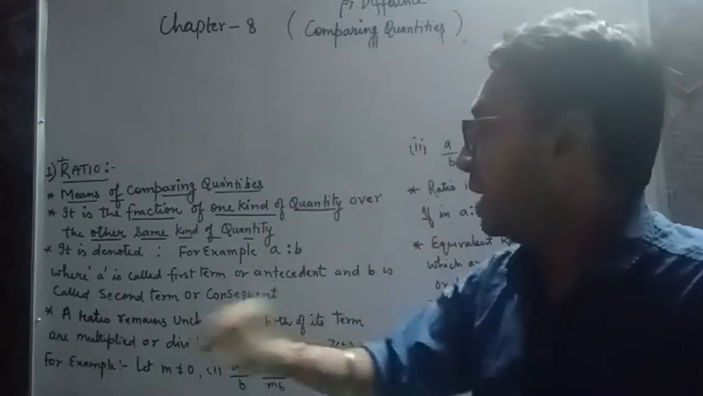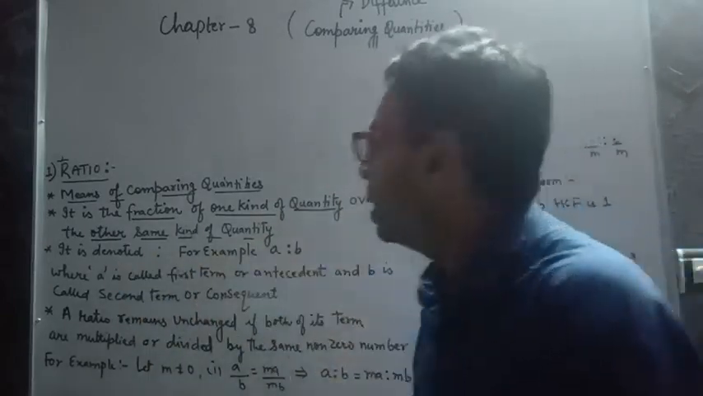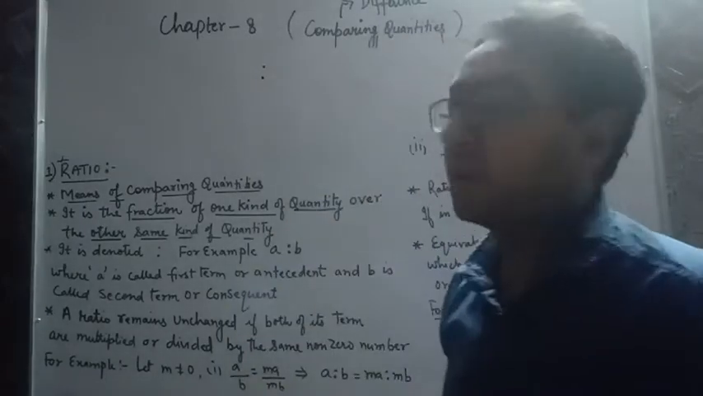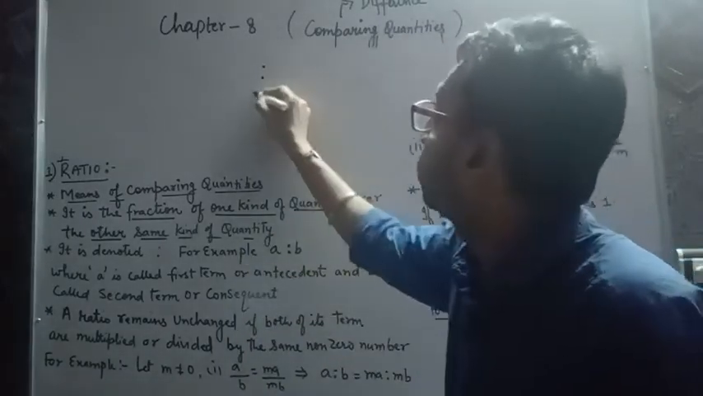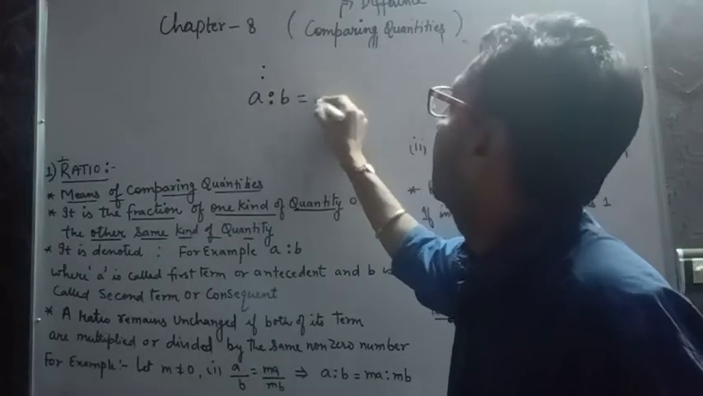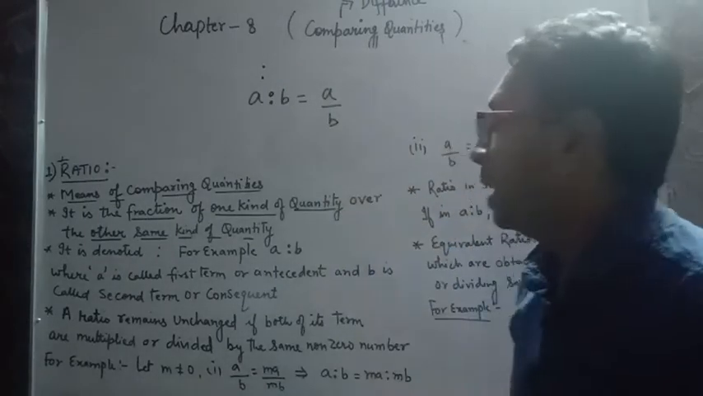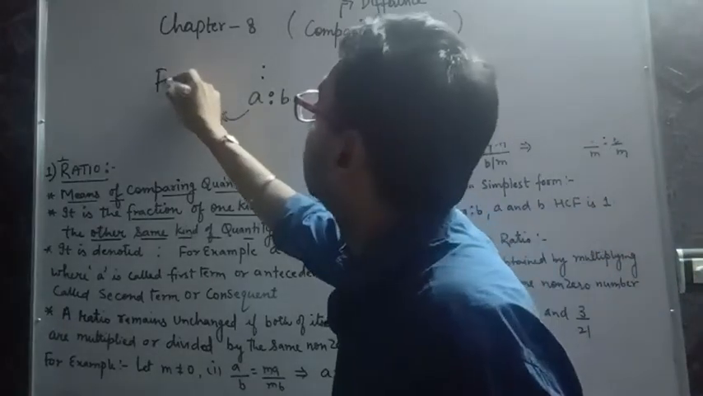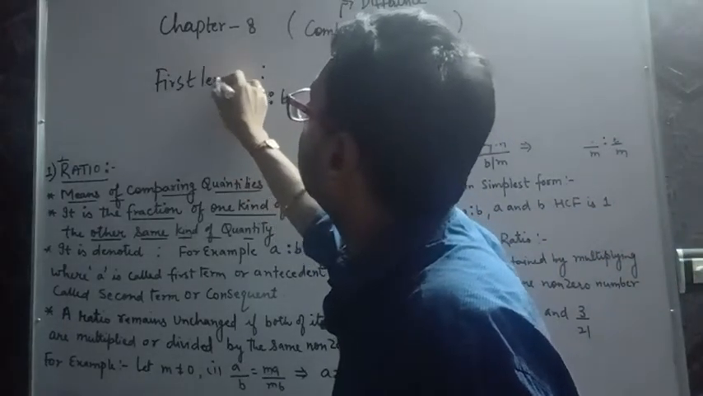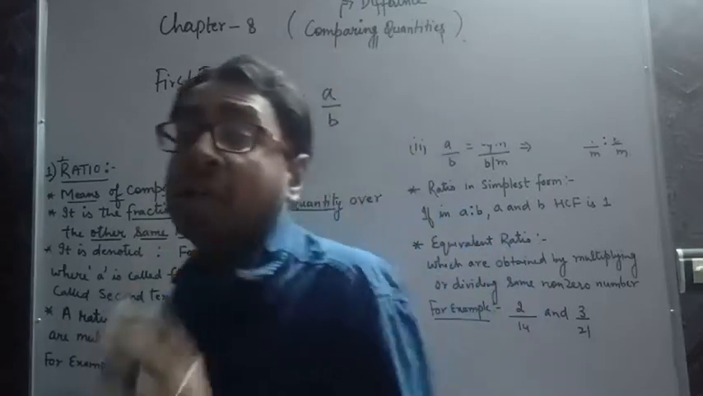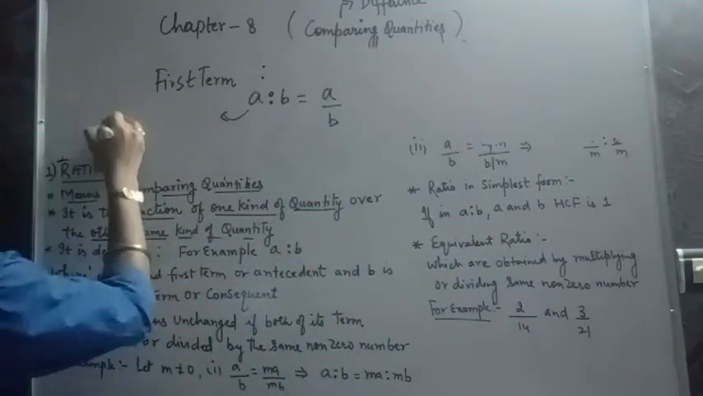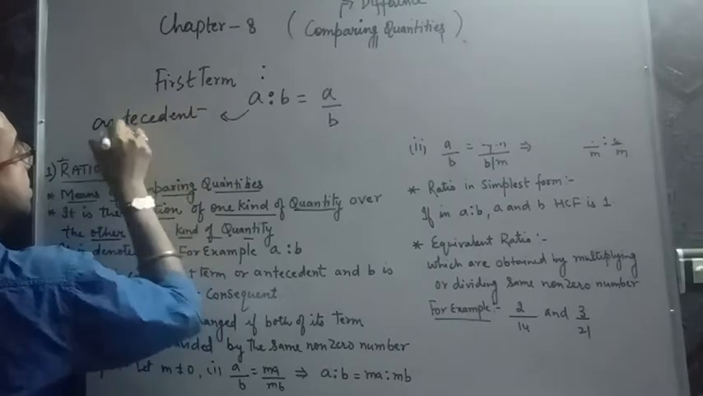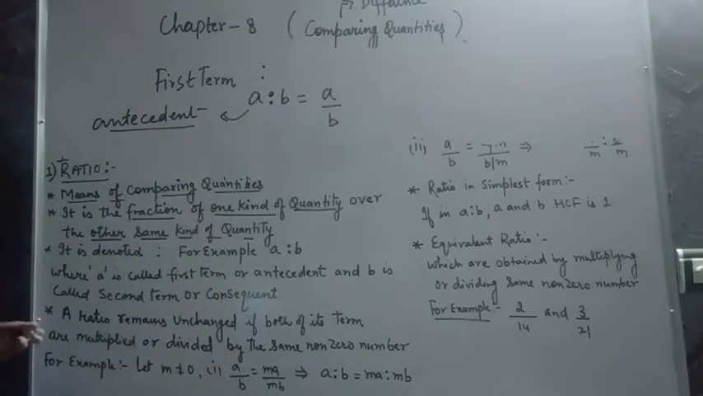Clear with this? Next, it is denoted by, everyone knows, these two vertical dots. Clear? For example, A ratio B. This is what A ratio B means, A upon B. Clear? Now, if I talk about A ratio B, A is called the first term. It is the first term because it is coming first, and hence the generic name is antecedent. Antecedent. For example, we have ancestors. This word came from there.